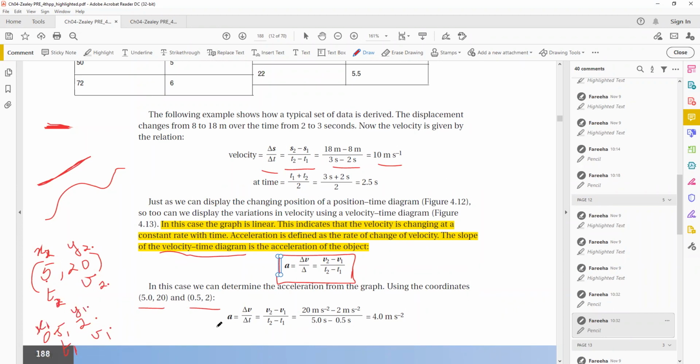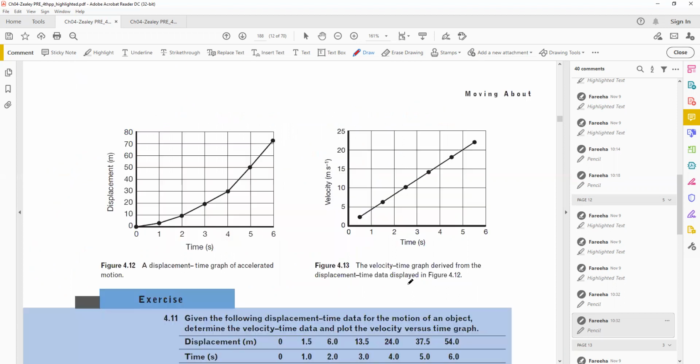Now you have the values. Since this is a velocity time graph, the slope will give you the acceleration. This will be V2 minus V1 over T2 minus T1. So V2 is 20, minus V1, which is 2. T2 is 5 and T1 is 0.5. Then you can do the calculation and find the acceleration. Notice that the unit of acceleration is meter per second square.